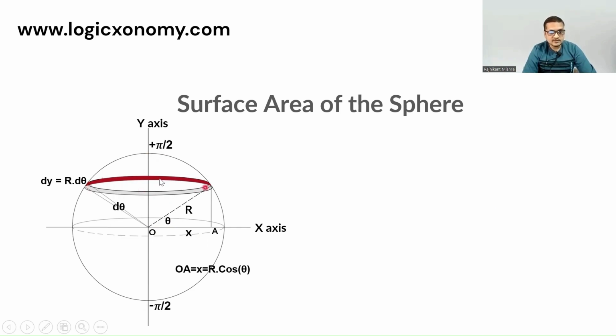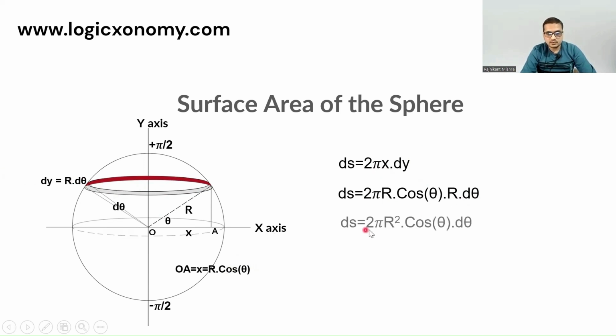The curved surface area, or the lateral surface area, of this cylindrical strip is equal to the circumference of this circle into width dy. ds is equal to 2 pi x into dy, where 2 pi x is the circumference of this circle, x is the radius of this circle, and dy is the width. Put the value of dy: ds is equal to 2 pi r cos theta into r d theta, because x is equal to r cos theta and dy is equal to r d theta. So ds is equal to 2 pi r square cos theta d theta.